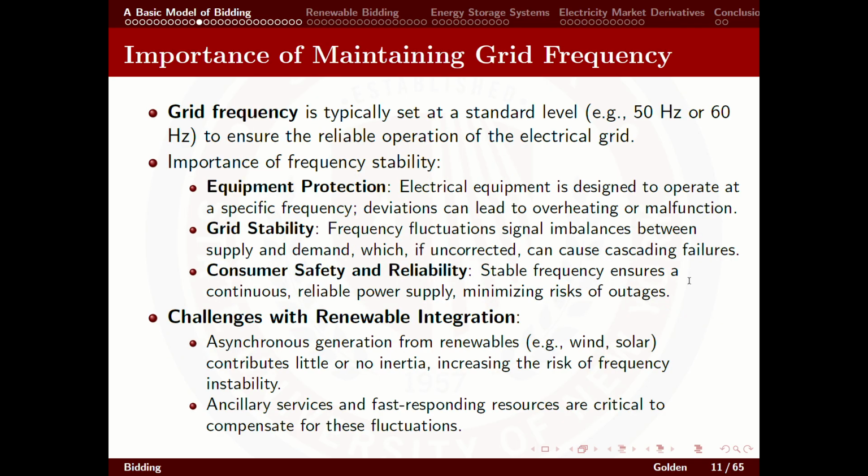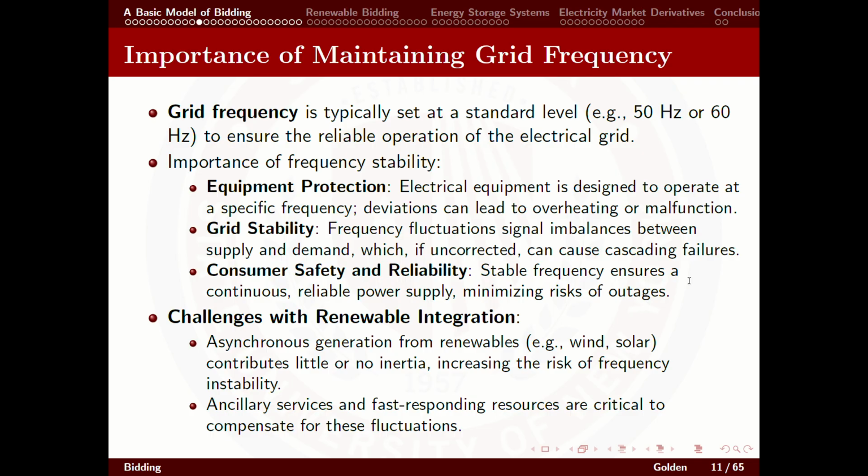So why is it important to maintain grid frequency? Grid frequency is typically set at a standard level in the United States, 60 hertz, to ensure reliable operation of the electrical grid. The importance of frequency stability: you protect your equipment. Electrical equipment is designed to operate at a specific frequency. If there's a deviation, there'll be overheating, there'll be malfunction, things will break.